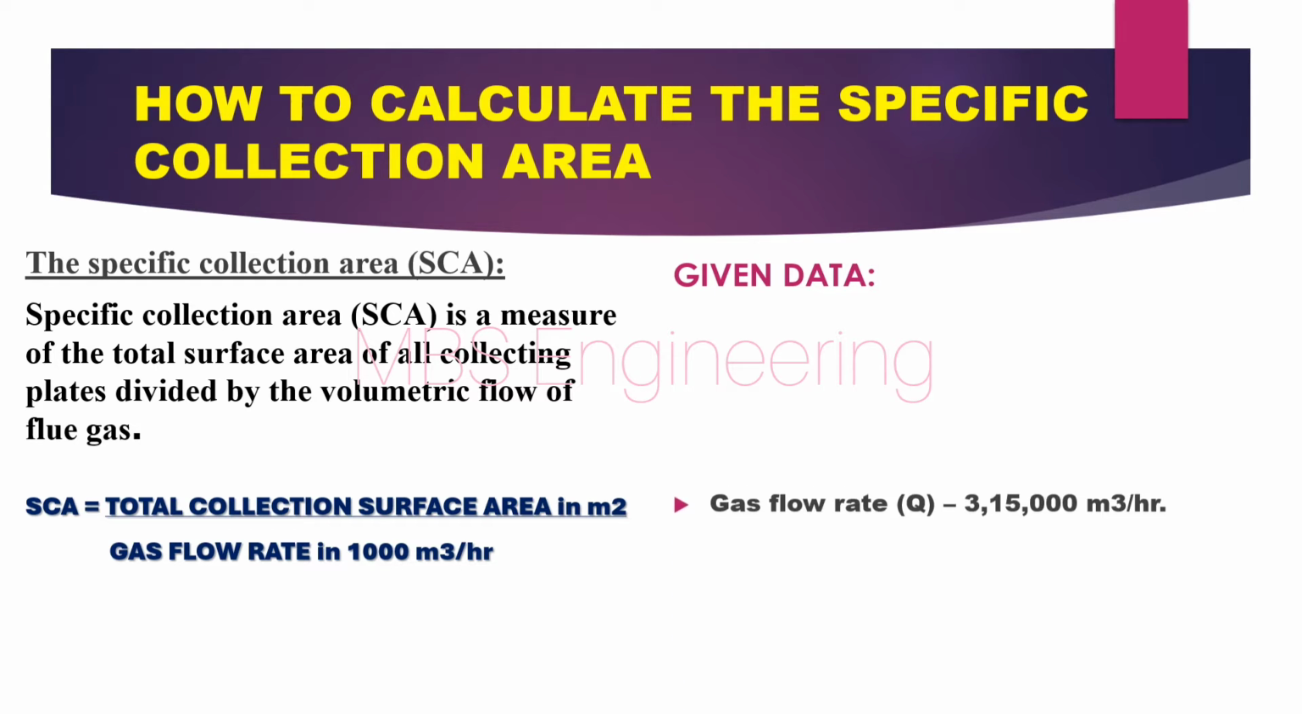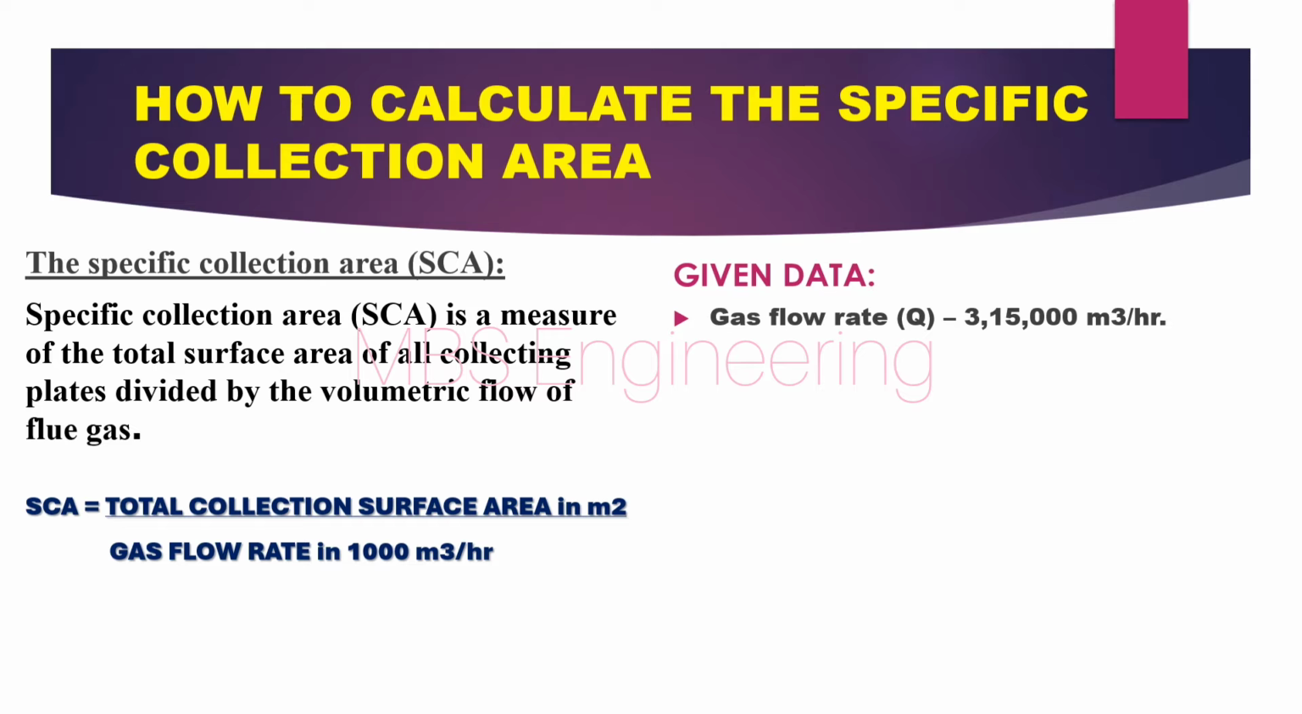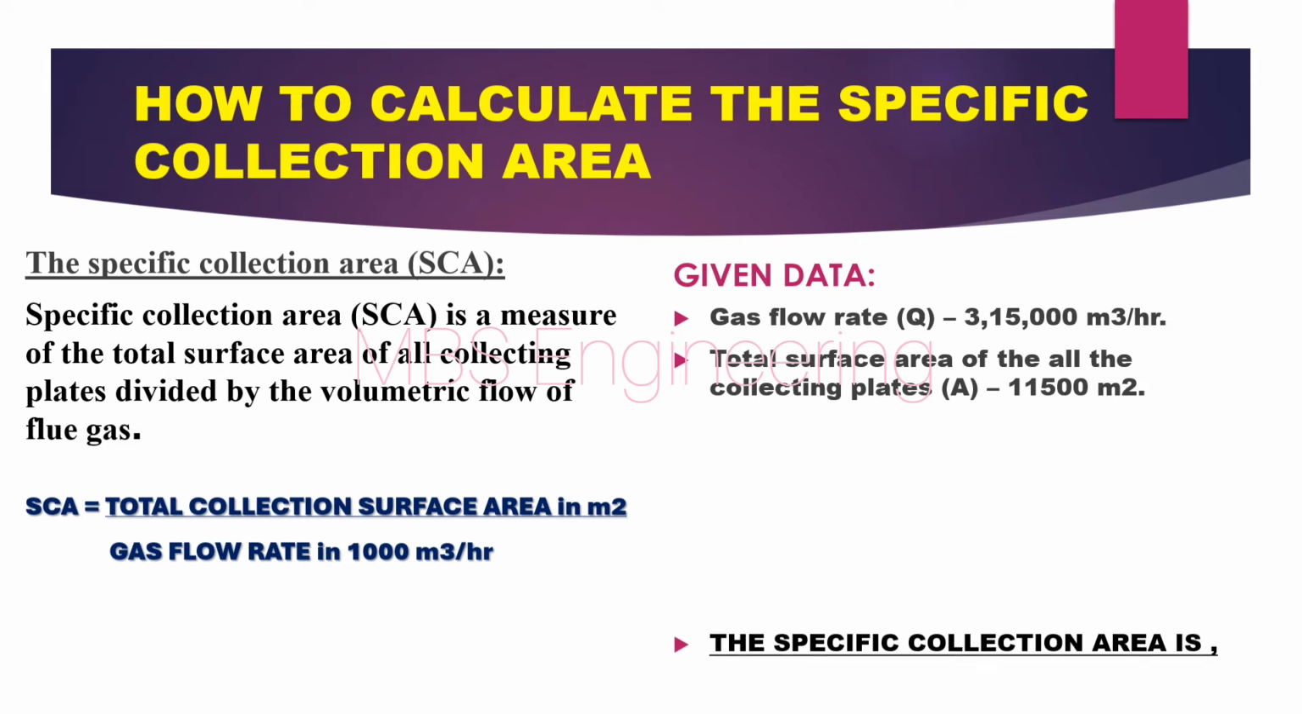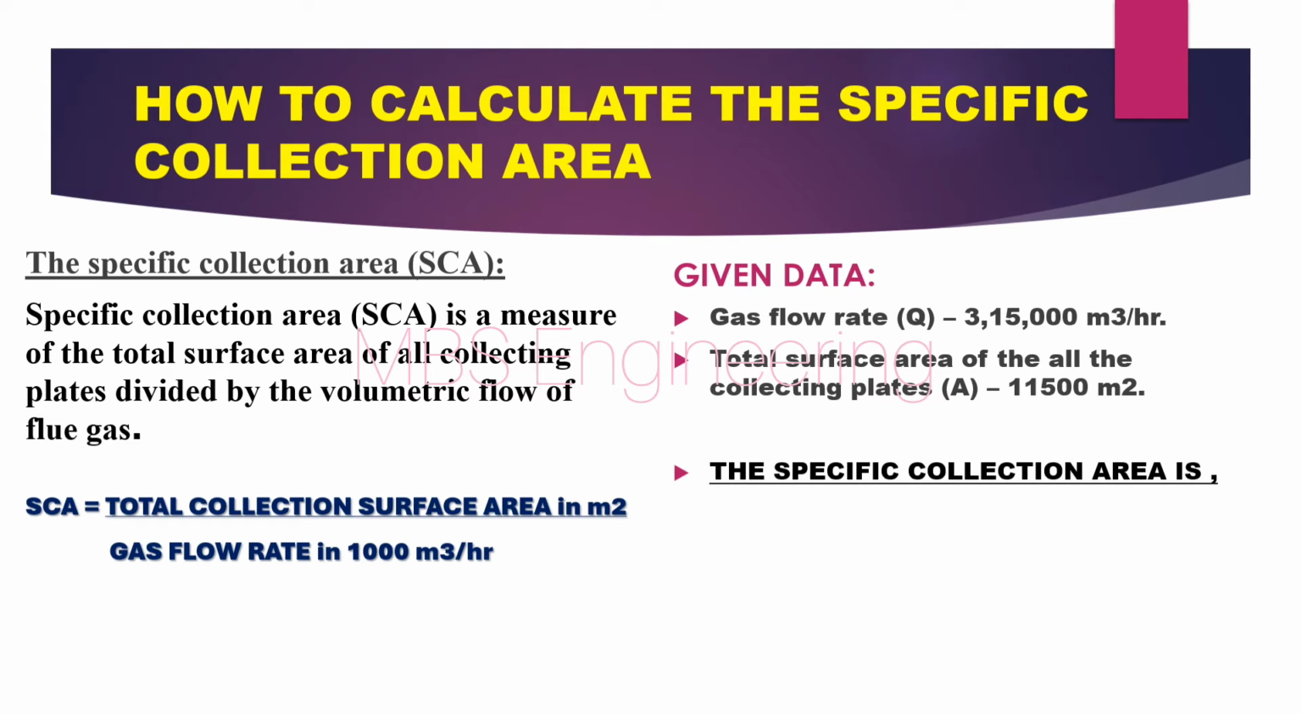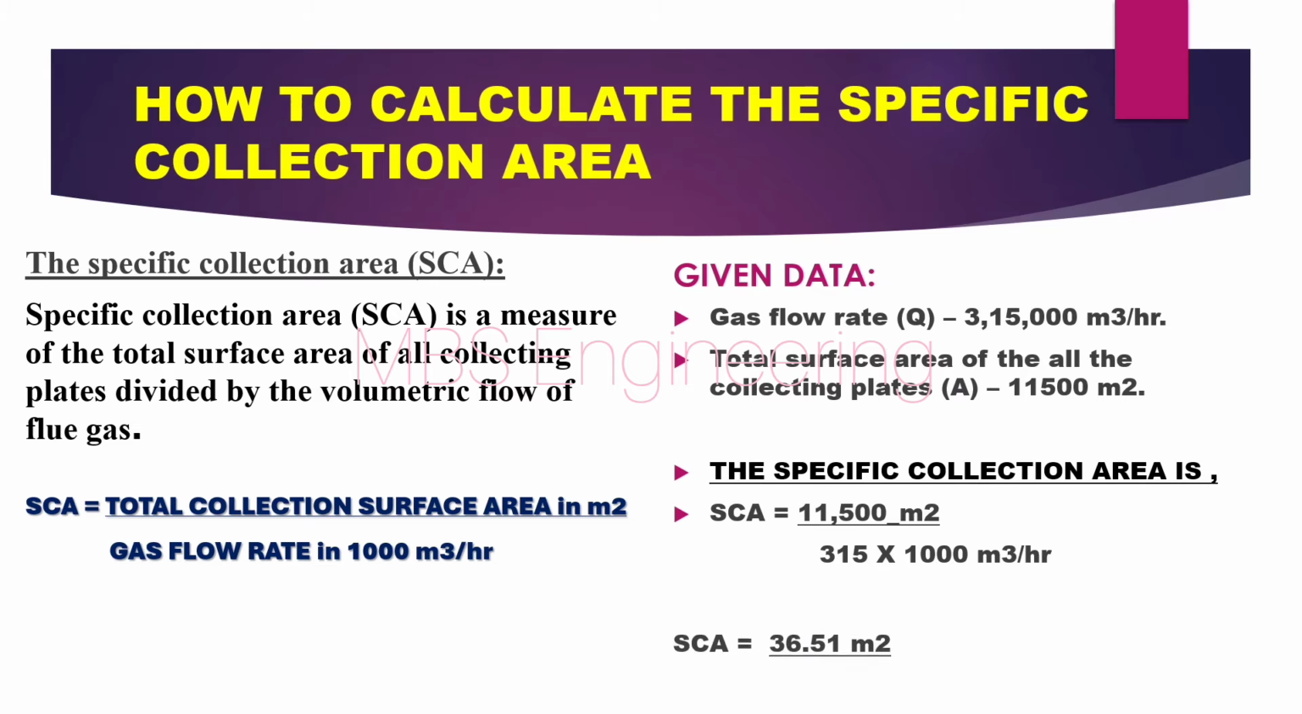Next, given data for calculating the specific collection area or SCA is: the gas flow rate Q is 3,15,000 meter cubic per hour. The total surface area of all the collecting plates, A, is 11,500 meter square. The specific collection area is SCA equals 11,500 divided by 3,15,000 meter cubic per hour. Based on given data, we got the specific collection area, SCA equals 36.51 square meters in a 1000 meter cube per hour gas flow rate.